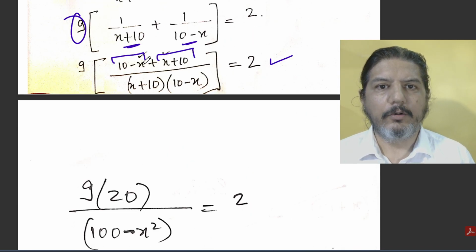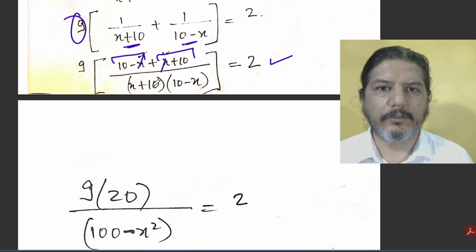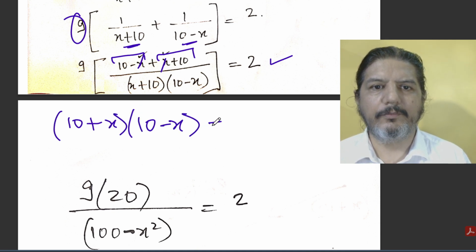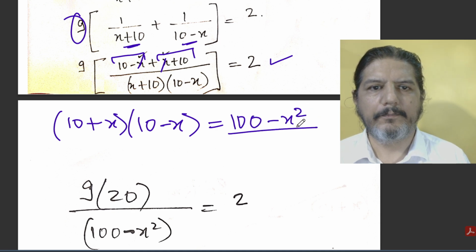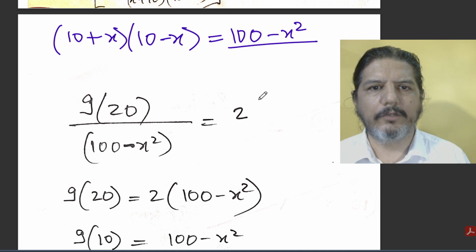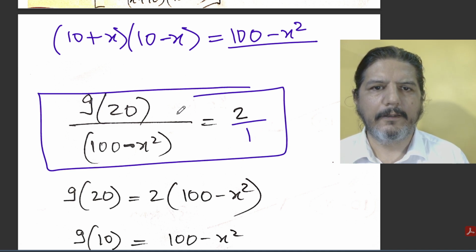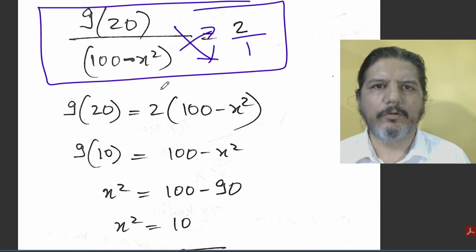So in the numerator now, this x and x cancel. So I have 9 into 20. This would be 10 plus x into 10 minus x. This is a plus b into a minus b, which will be a square minus b square. So 9 into 20 upon 100 minus x square is equal to 2. And this can be assumed to be 2 upon 1. We do cross multiplication. So this is 9 into 20 is equal to 2 into 100 minus x square.